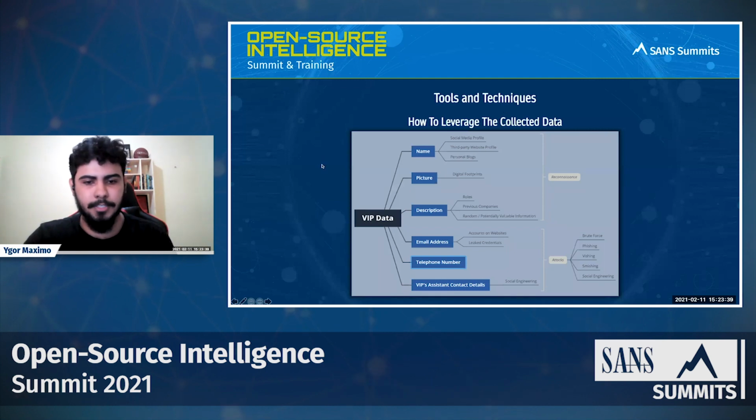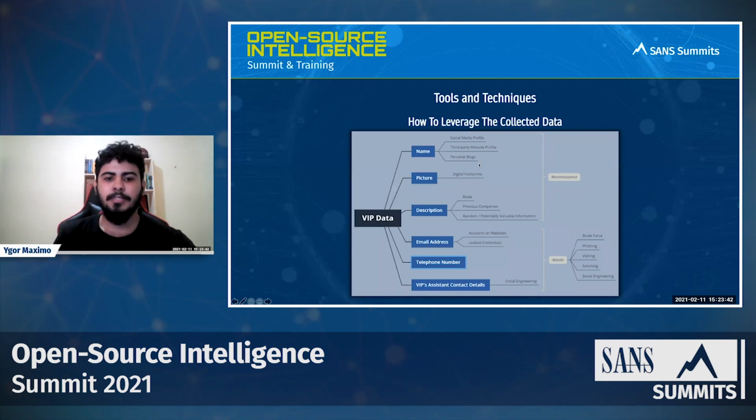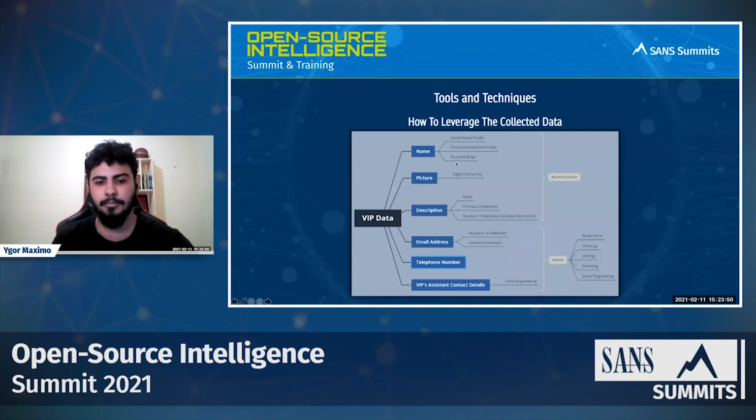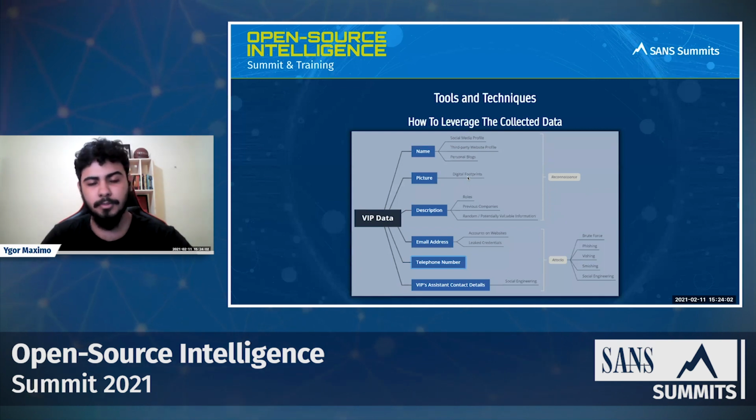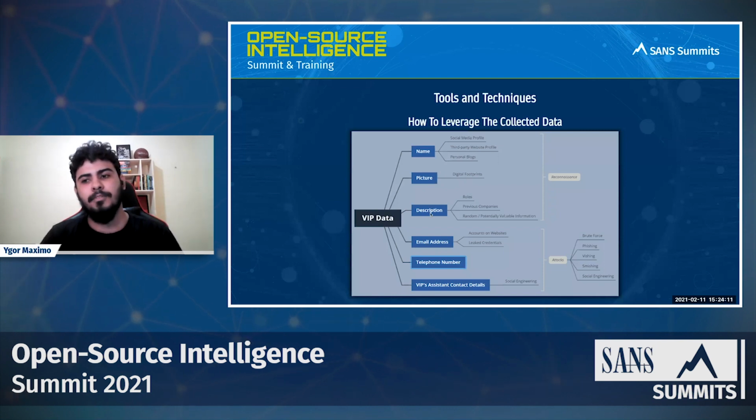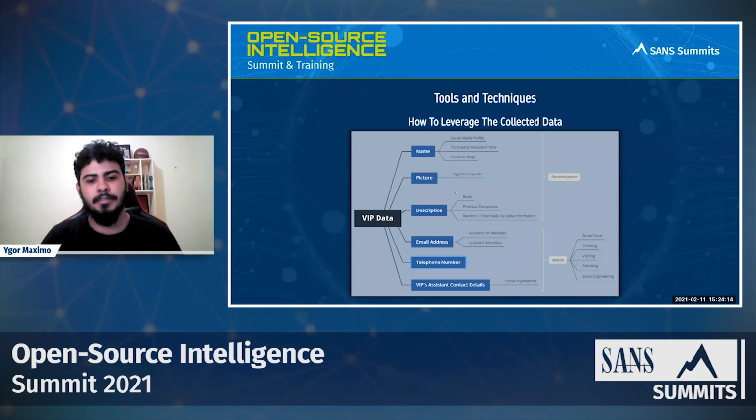So here is an updated version of that last mind map. With the name of the VIP, we can try to find his social media, third-party websites, profiles, and personal blogs. From the picture, most of the time you can't really predict what you are going to find. So I put digital footprints, because it's general information that could be important in your investigation. The description here shows the roles, the previous companies where the VIP has worked, and the email addresses.